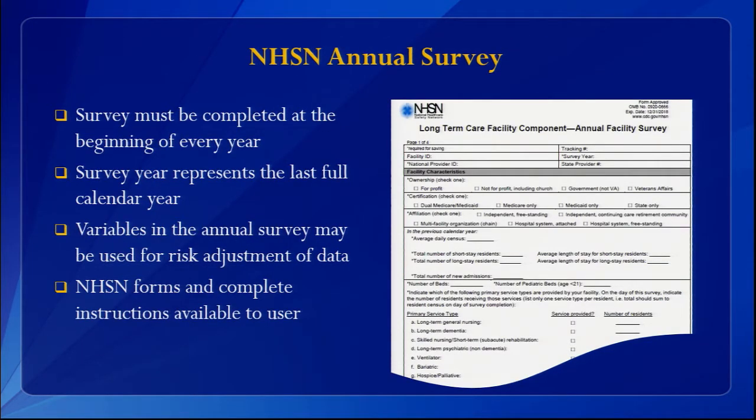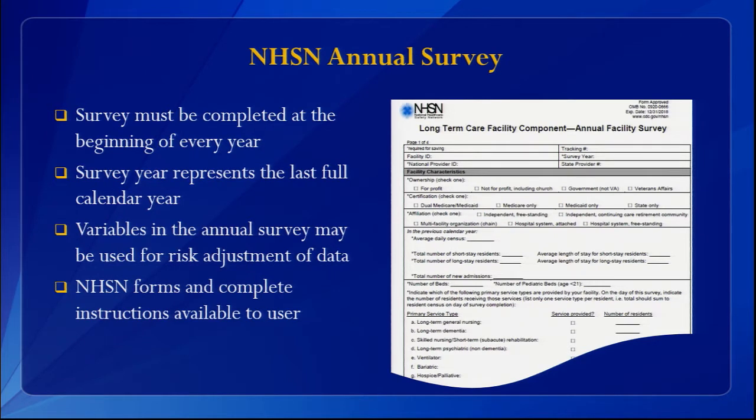I do want to talk a little bit about the NHSN annual survey because it is important. Like I said, the survey must be completed at the beginning of every year. Usually mid-January is when the new survey gets populated in the NHSN application, but we'll let you know. And then I think you have until March, could be wrong, I'll have to check on that, but I think a month to get that completed within the application.